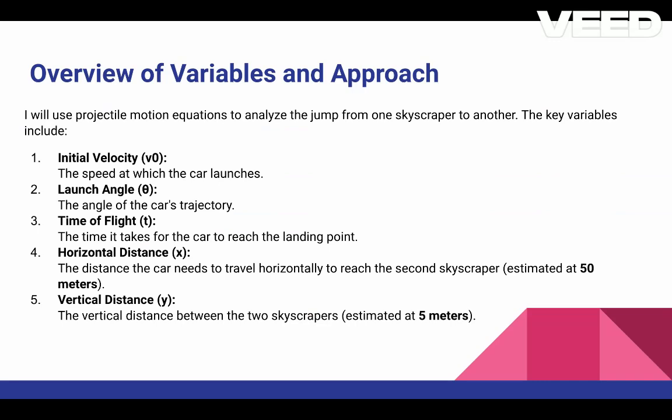So for some of the overview of the variables and approach I took with this, I wanted to use the projectile motion equation to analyze a jump from one skyscraper to another. The key variables include initial velocity, the speed at which the car launches; launch angle, the angle of the car's trajectory; time of flight, the time it takes for the car to reach the landing point; horizontal distance, the distance the car needs to travel horizontally to reach the second skyscraper, which again is estimated at 50 meters; and then the vertical distance between the two skyscrapers, which I also estimated and took my best guess at, and made that 5 meters.